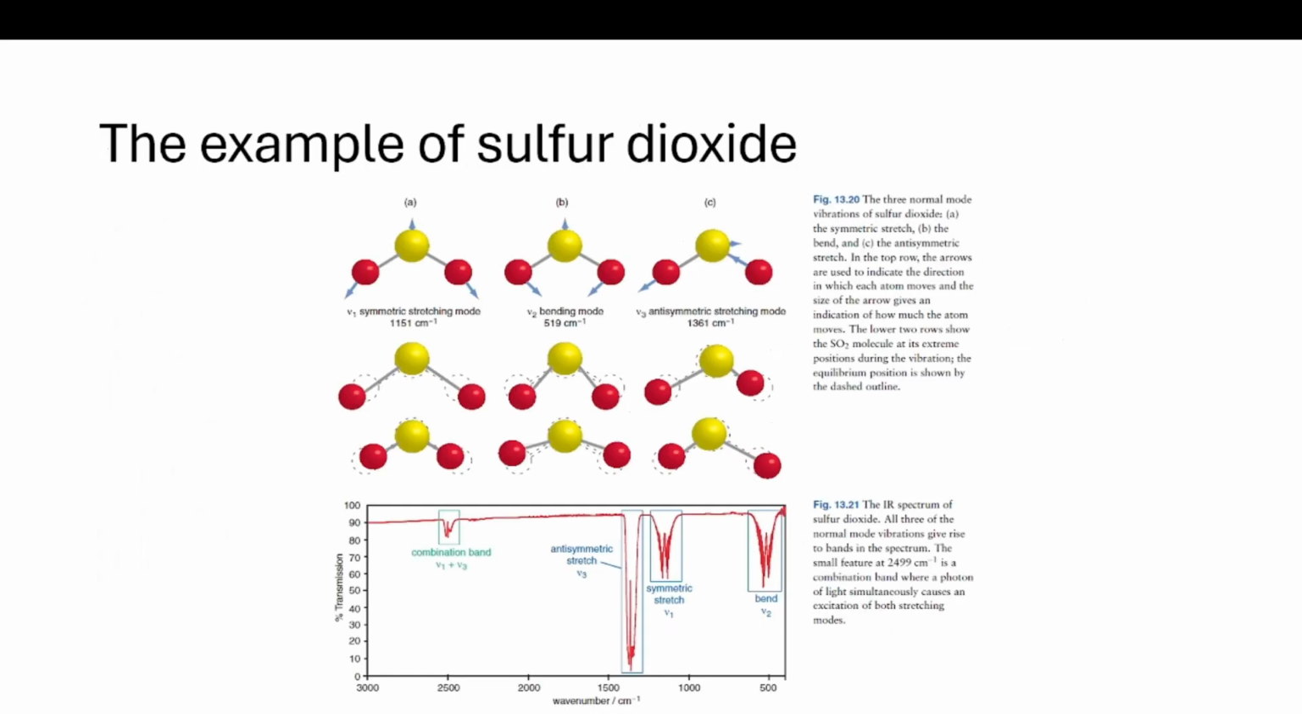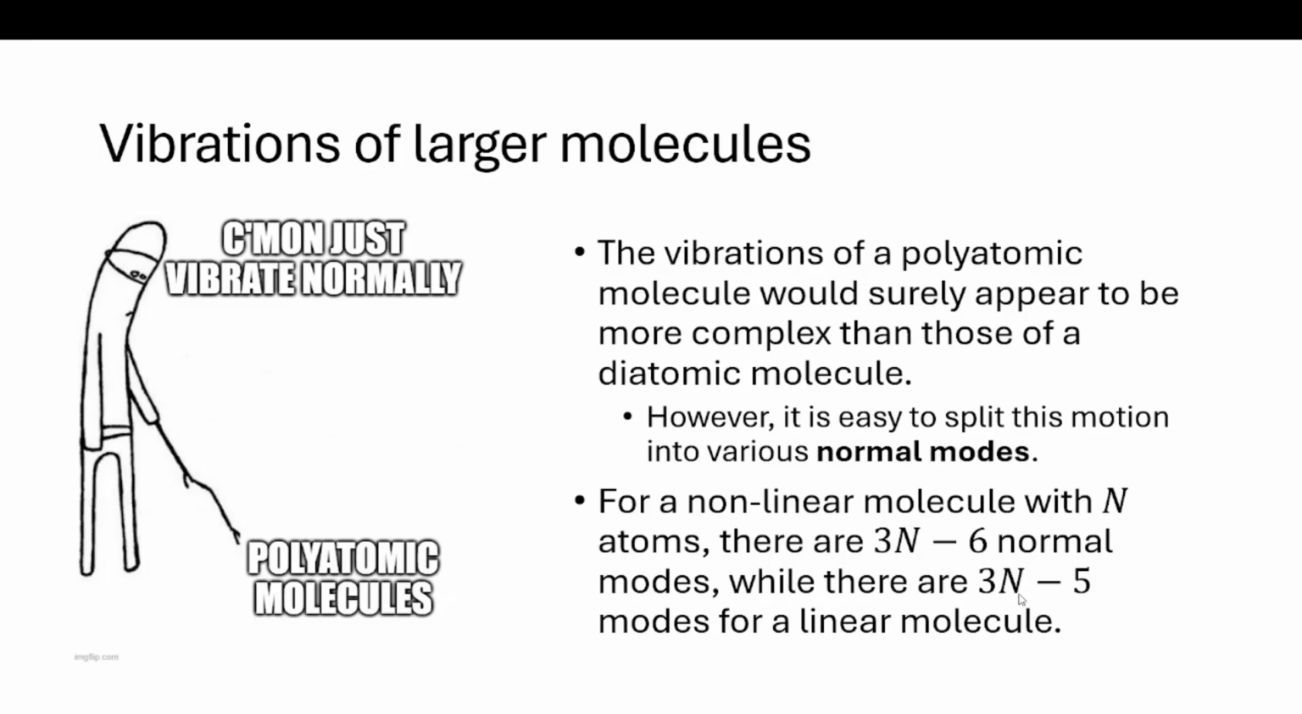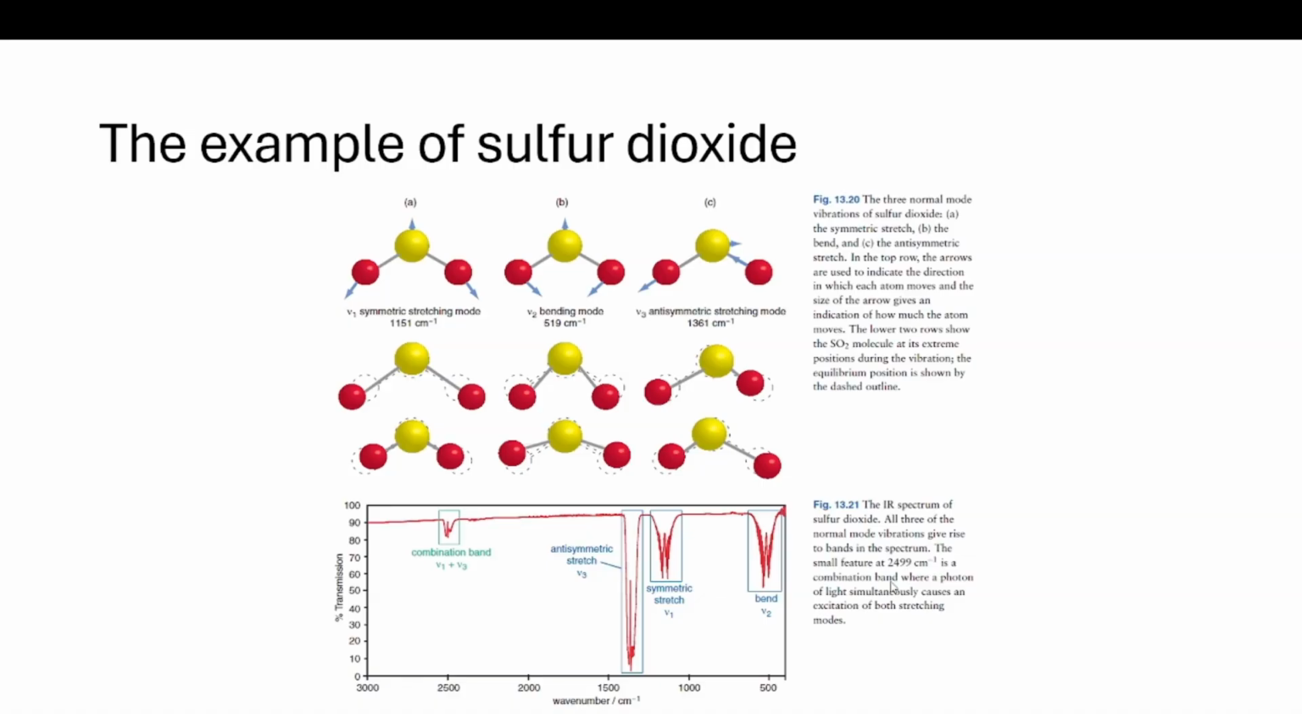So take, for example, sulfur dioxide. All right, this is going to be a nonlinear molecule that has 3 atoms. Now, using our formula 3n minus 6, we can plug in 3 for n, and we get three normal modes, which is actually what we see here in this simulation given by the authors of this textbook. And on the bottom, we can actually see the IR spectrum of sulfur dioxide, where we have specific stretches corresponding to these specific dips in the transmission graph.